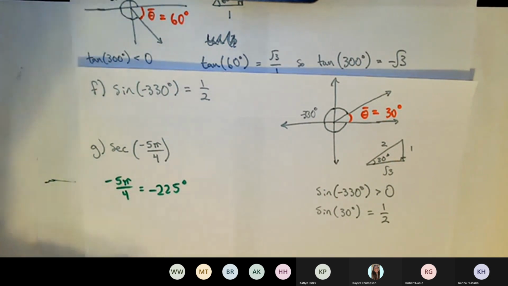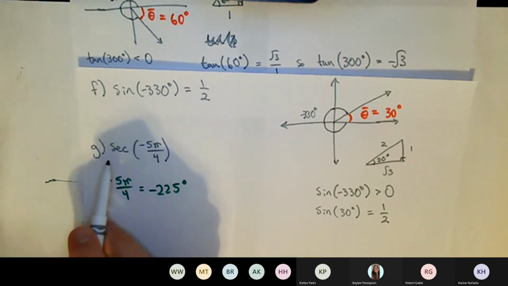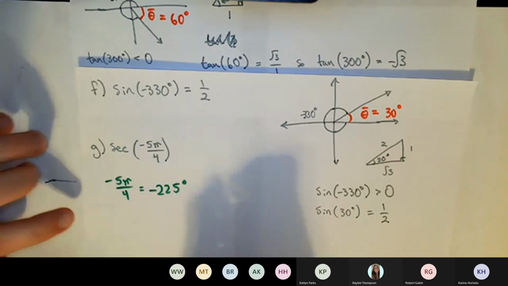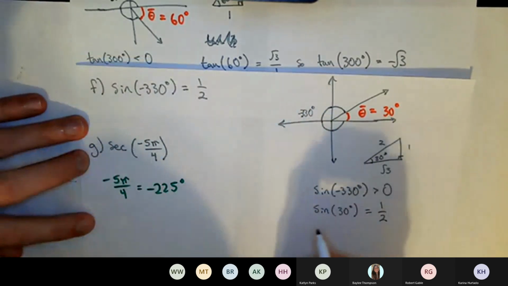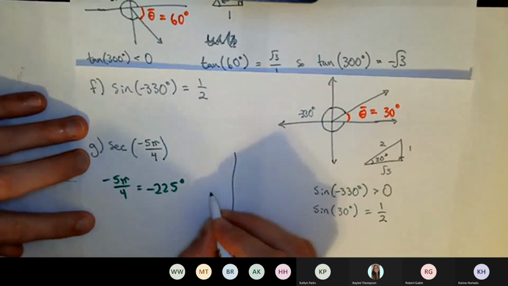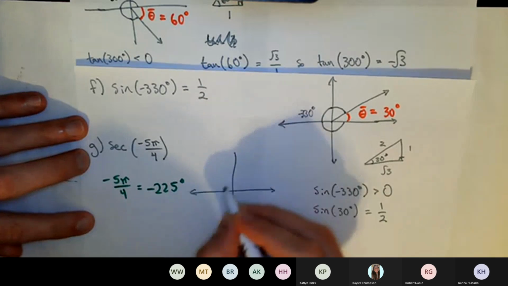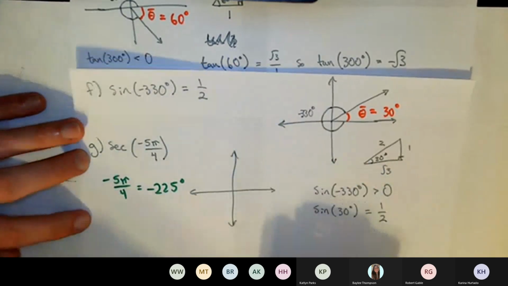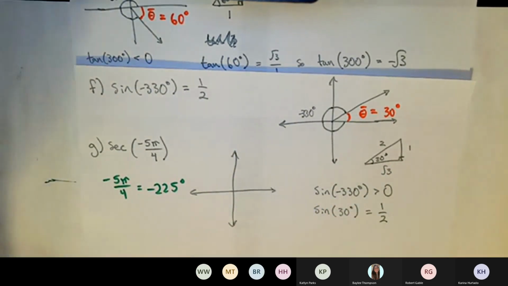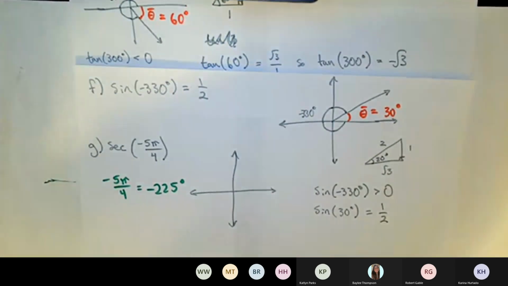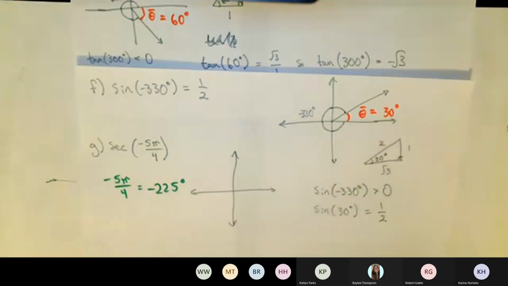So let's draw it. Now I know you're worried about that secant function, right? Like, what do we do with that? But let's not worry about that. Let's draw the angle first. Draw the angle. So can someone tell me, let's see, Bailey, what quadrant would this angle end up in?